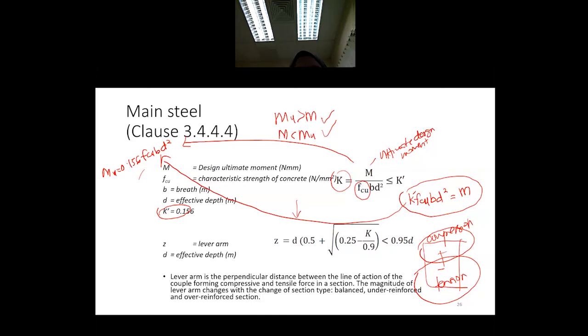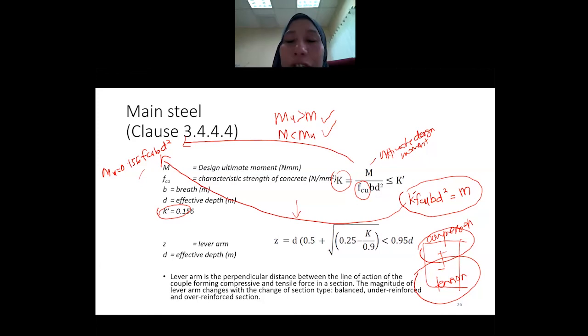So Z, the formula is D. So D is effective depth. So kalau you perasan dari tadi I cakap effective depth. Effective depth ni tak sama macam depth. Depth tu adalah height. Effective depth is a different story. Nanti I explain. So Z equals D times 0.5 plus square root of 0.25 minus K over 0.9. Okay. So that is the formula.